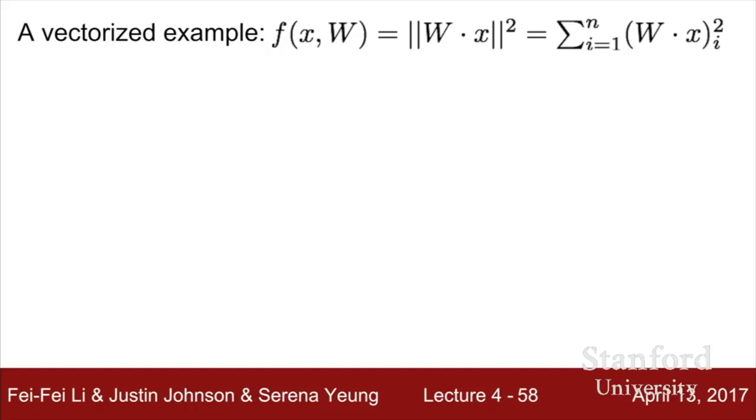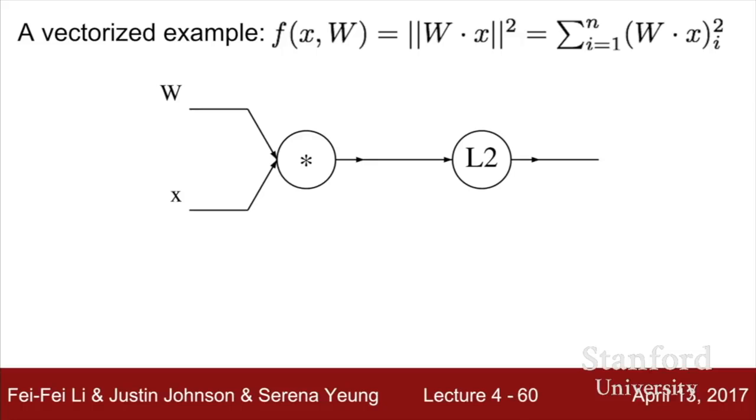Okay, so now we're going to go through a more concrete vectorized example of a computational graph. Let's look at a case where we have the function f of x and w equal to the L2 norm of w multiplied by x. In this case, x is n-dimensional and w is n by n. Again, our first step is writing out the computational graph. We have w multiplied by x, followed by, I'm just going to call this, L2.